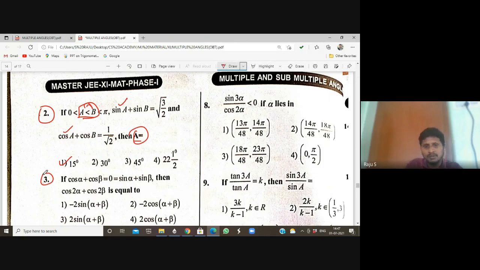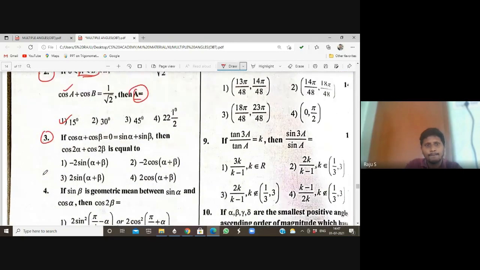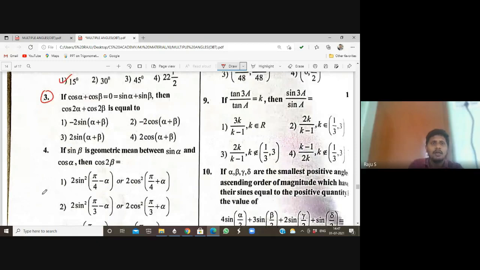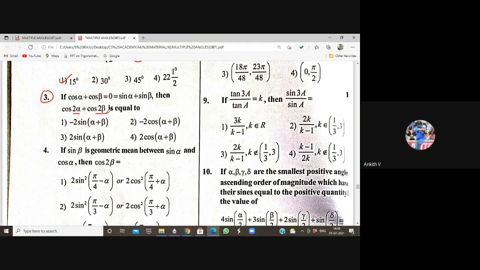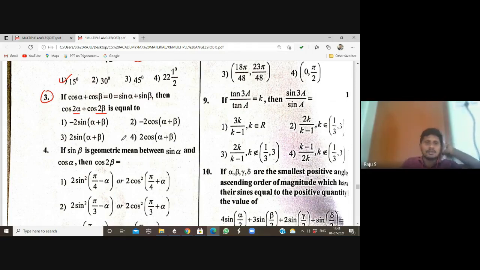Question number 2. Then question number 3. Okay, here cos alpha plus cos beta is equal to 0, sin alpha plus sin beta is equal to 0. Then what is? Okay, students, for what value of alpha and beta will both be 0? Having any? 45, 135.